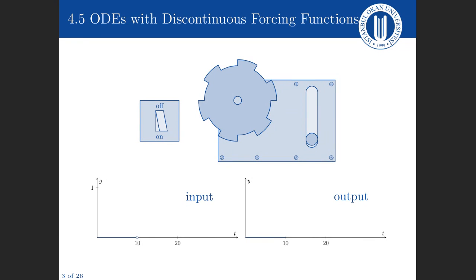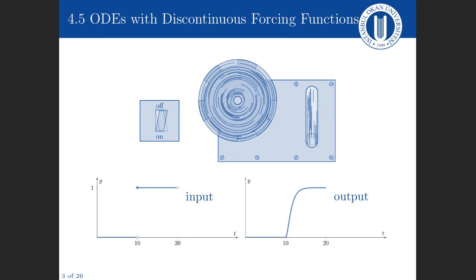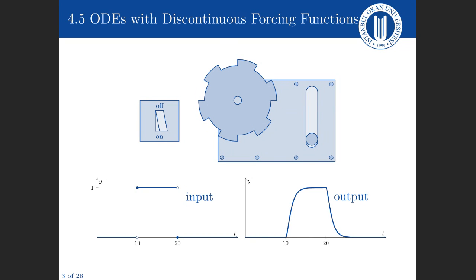The input function we can imagine is 0, between 0 and let's say sometime 10. And then when we switch the machine on, our function might be equal to 1, and then we might switch the machine off again. How would we solve a differential equation where we're switching the machine on and then off again? In other words, one of the functions in the differential equation is a discontinuous function.